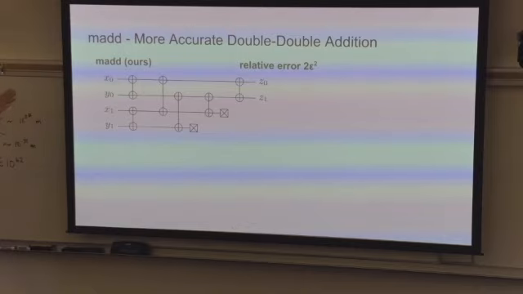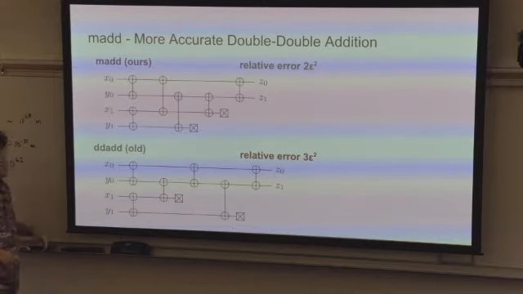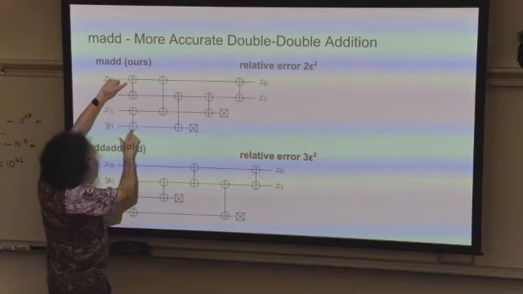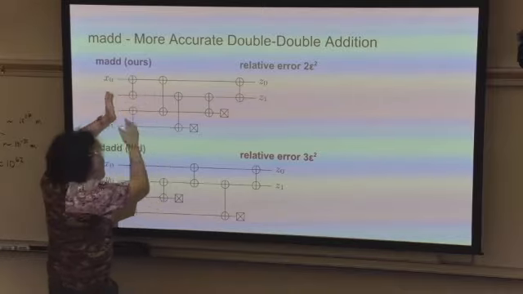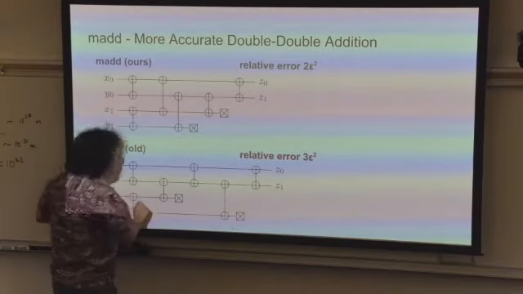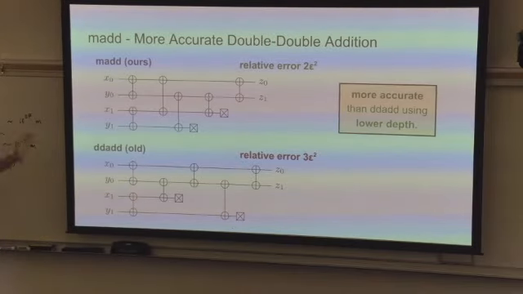So here is a new algorithm that does the same task as DDAD did, but has a better relative error, and it's also faster. It's faster because if you look, these two gates can be executed in parallel, and these two gates can be executed in parallel. So the depth of this algorithm is only 4 as opposed to 5 down here. And so this is just an overall win, right? It's more accurate, and it has lower depth.